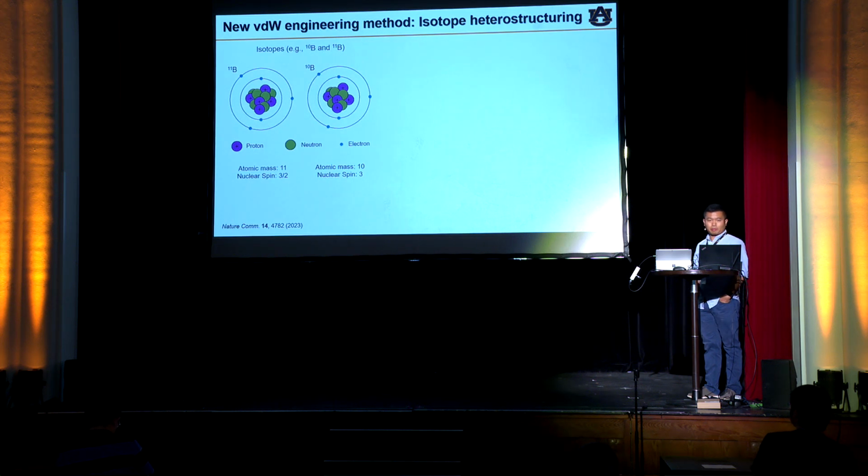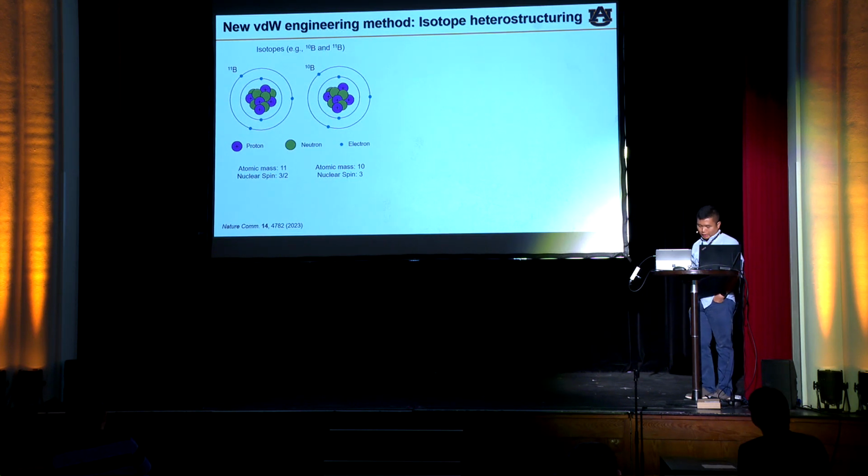They have the same number of protons, they have the same number of electrons, but they differ in the number of neutrons. Therefore, different isotopes will have different atomic masses and nuclear spins. And since these two parameters are very fundamental, different isotopes are going to affect a broad range of material properties.